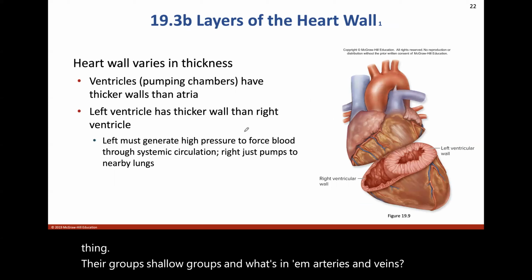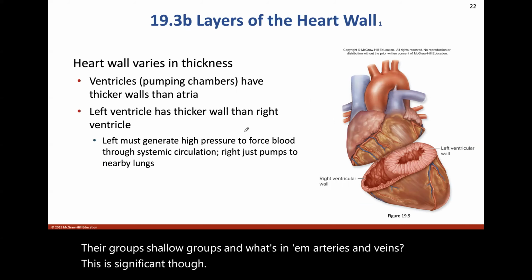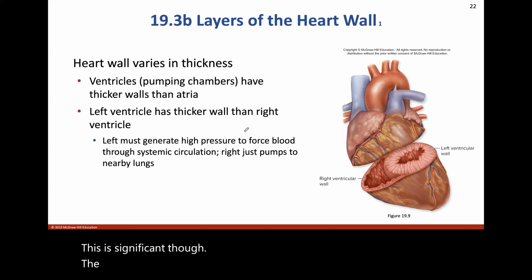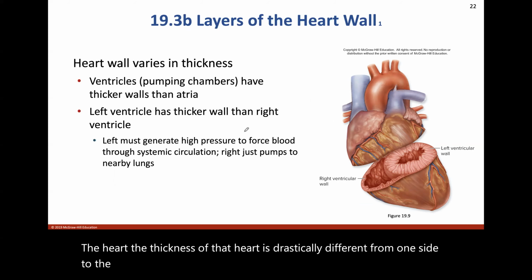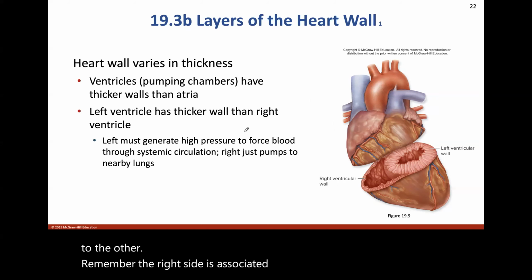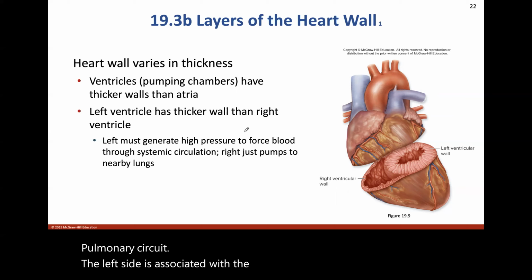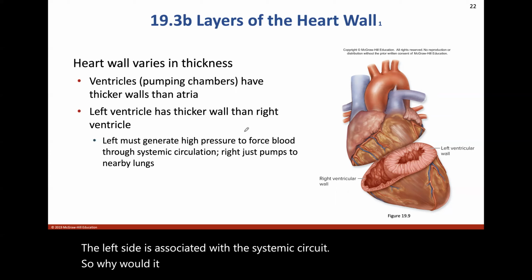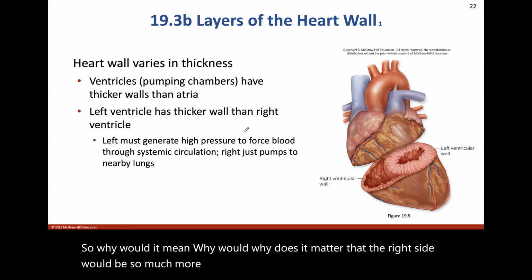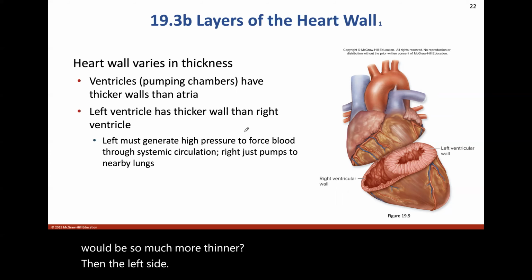This is significant, though. The thickness of the heart is drastically different from one side to the other. Remember, the right side is associated with the pulmonary circuit. The left side is associated with the systemic circuit. So why does it matter that the right side would be so much thinner than the left side? Anybody want to jump in?